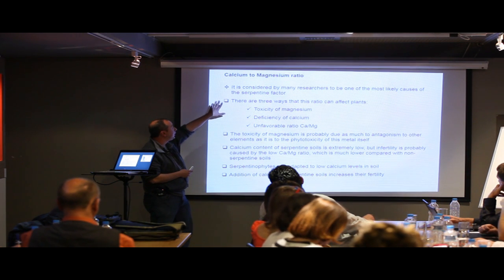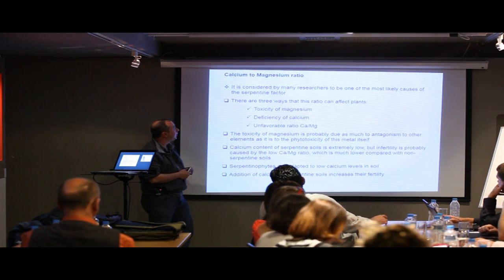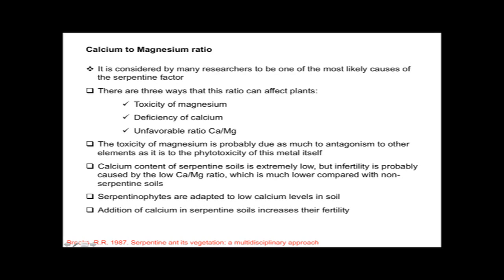We're going now to the second chemical property of serpentine soils, which is the low calcium to magnesium ratio. This ratio is considered to affect serpentine flora and serpentine vegetation very much. And there are three ways that this ratio can affect plants. One way is the toxicity of magnesium itself. The other is the deficiency of calcium. And the third way is just the unfavorable ratio of calcium to magnesium.